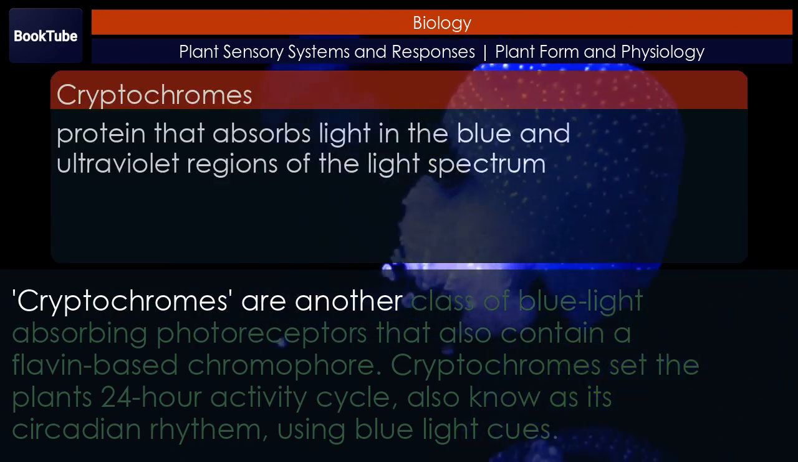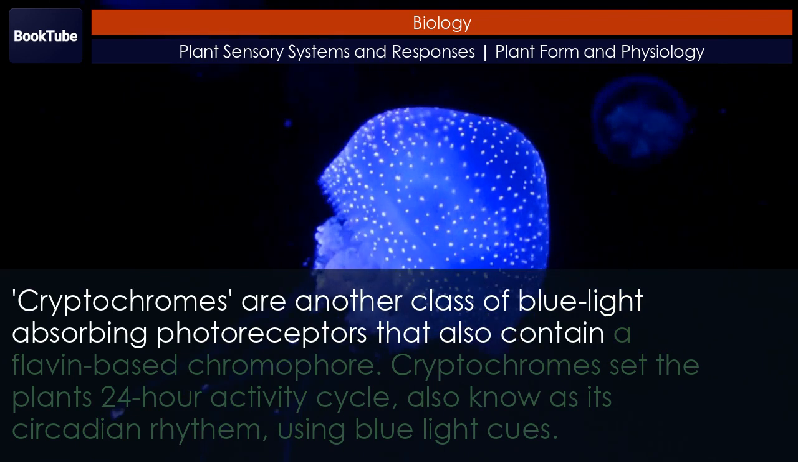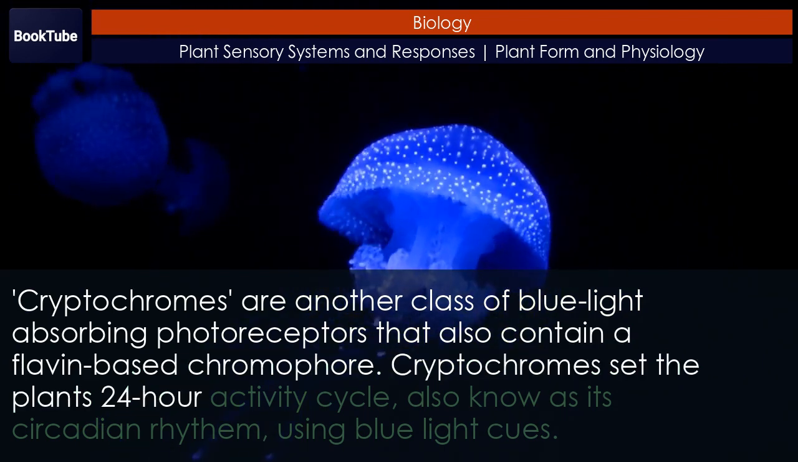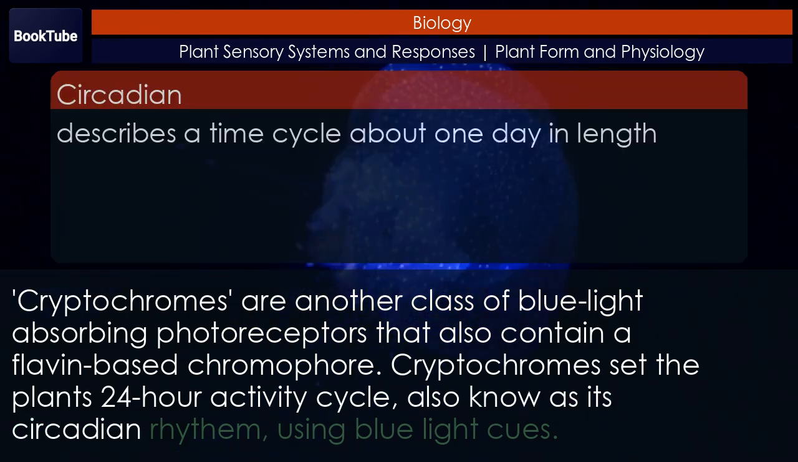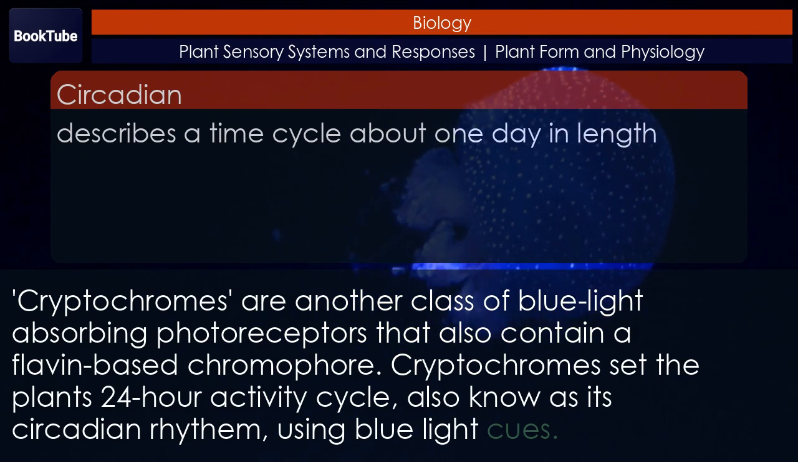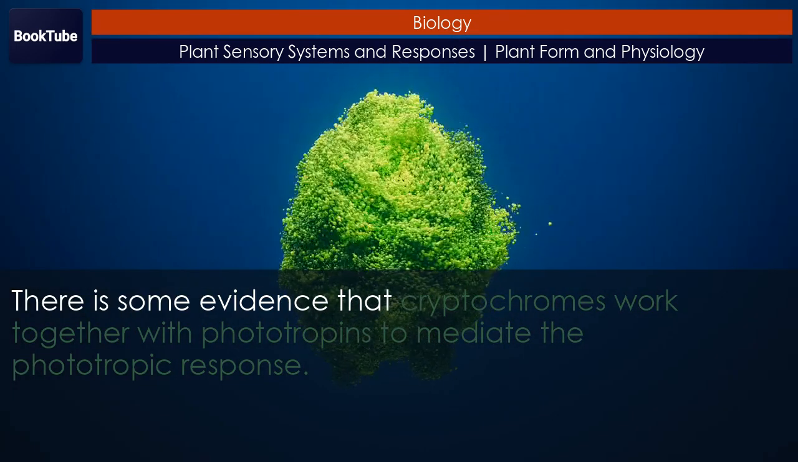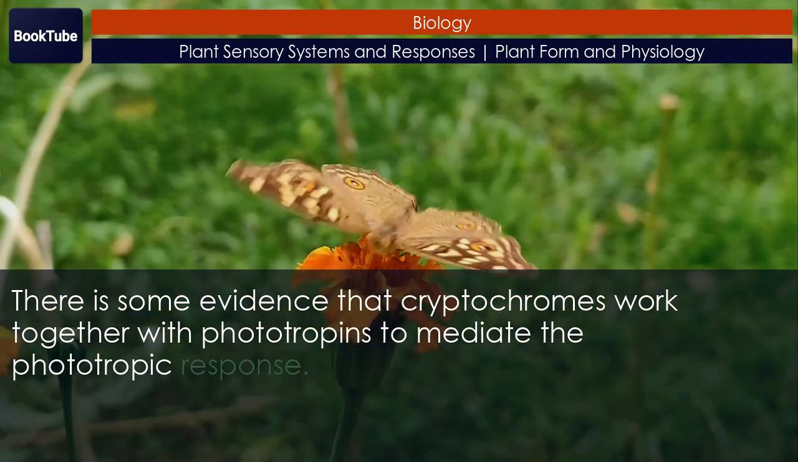Cryptochromes are another class of blue light absorbing photoreceptors that also contain a flavin-based chromophore. Cryptochromes set the plant's 24-hour activity cycle, also known as its circadian rhythm, using blue light cues. There is some evidence that cryptochromes work together with phototropins to mediate the phototropic response.